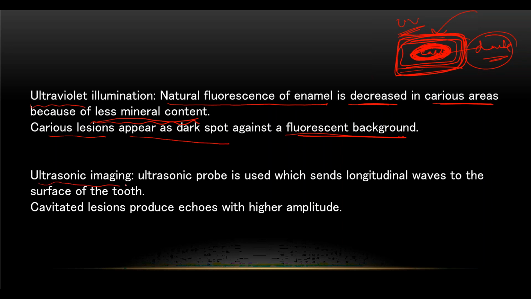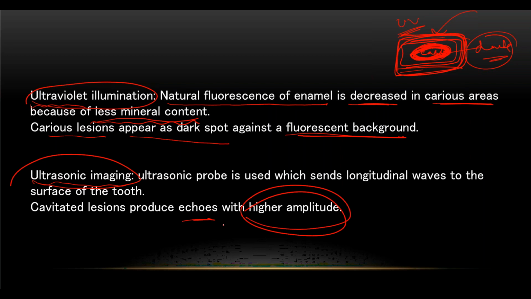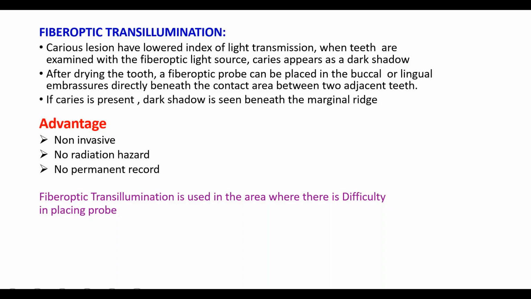Then ultrasonic imaging. In ultrasonic imaging, the carious part is not able to reflect the ultrasonic waves. These produce echoes with a higher amplitude. So cavitated lesions, the carious part, will produce echoes with a higher amplitude, and you will be able to detect that.